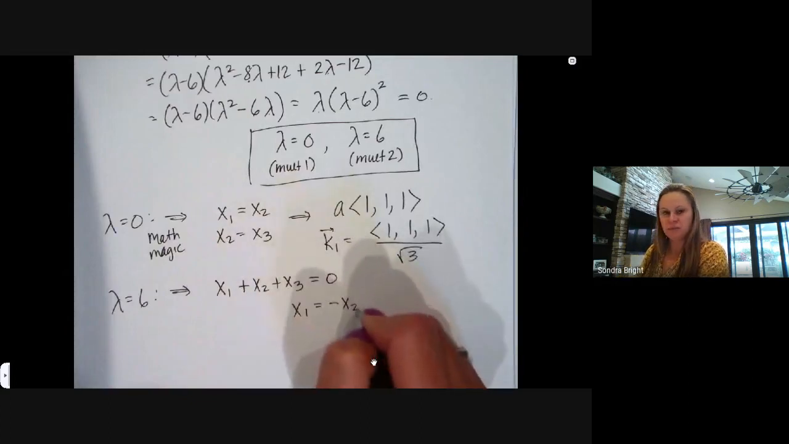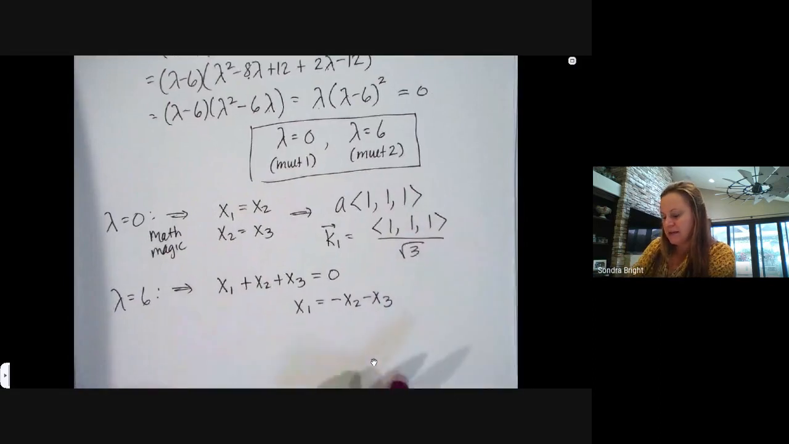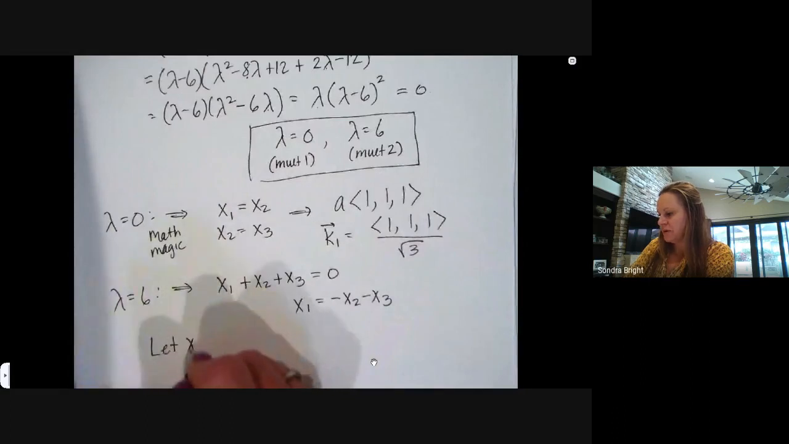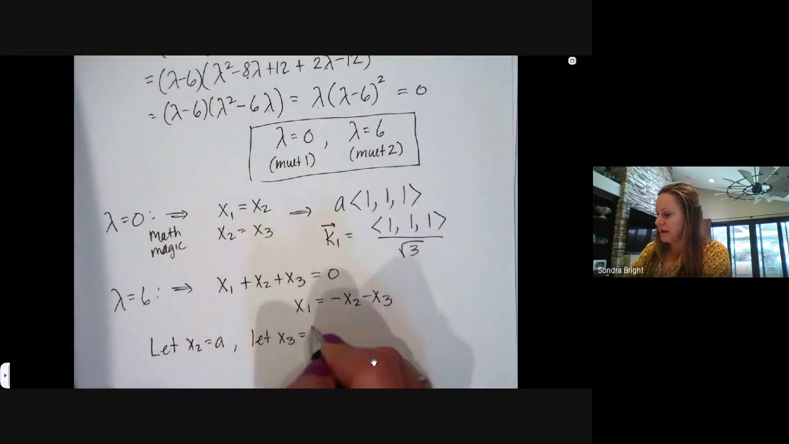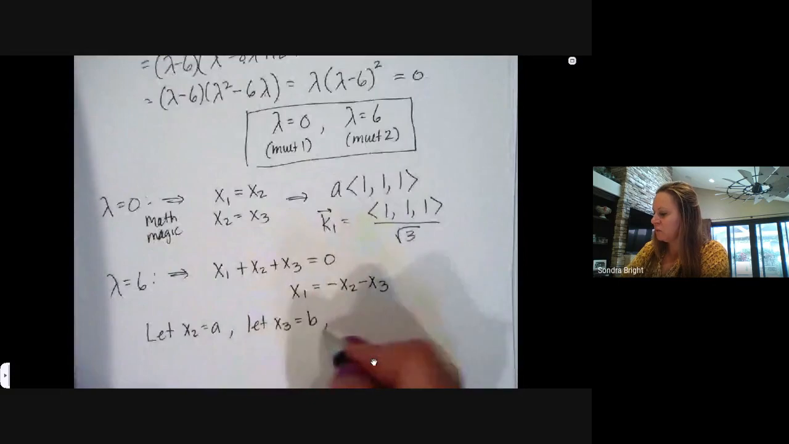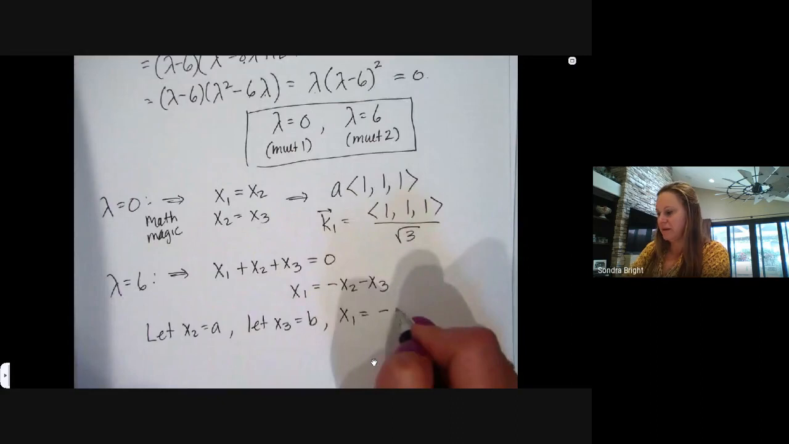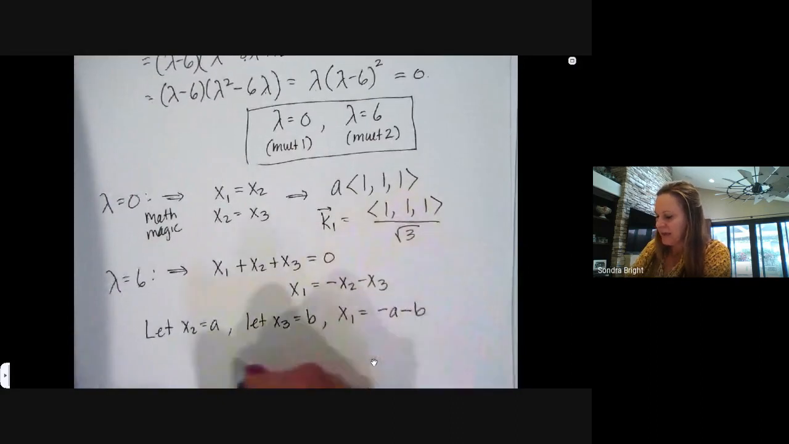No relationship between those, so you have to let them equal different values. I'm going to let x2 equal a, and I'm going to let x3 equal a different letter, b, because there was no relationship between them, right? And then that means x1 will be negative a minus b, so that your eigenvector will be negative a minus b, a, and b.